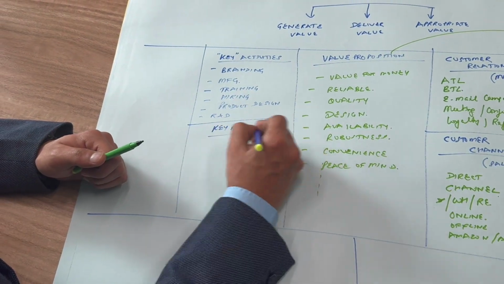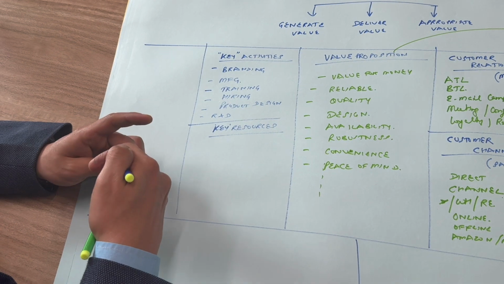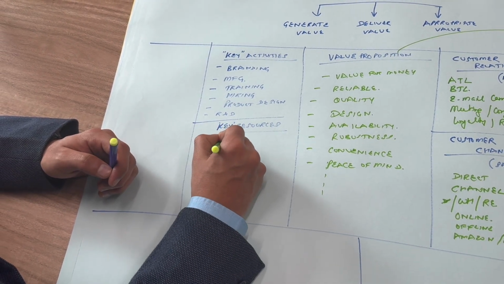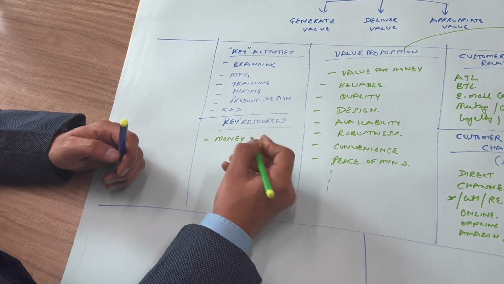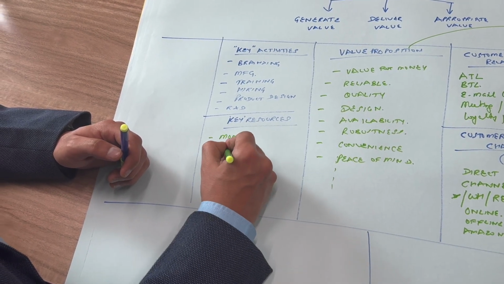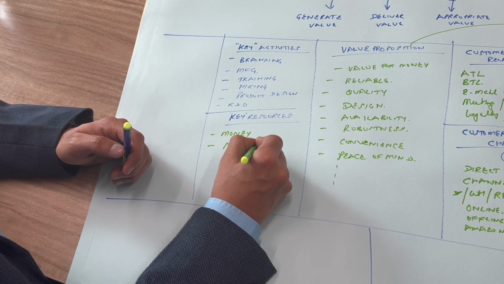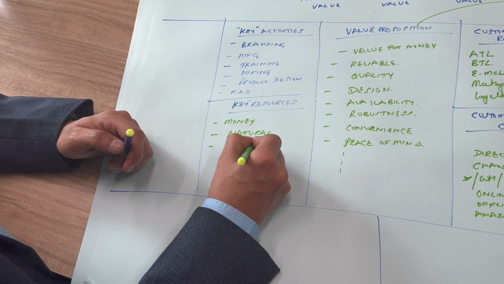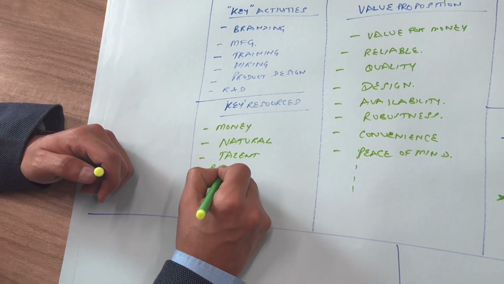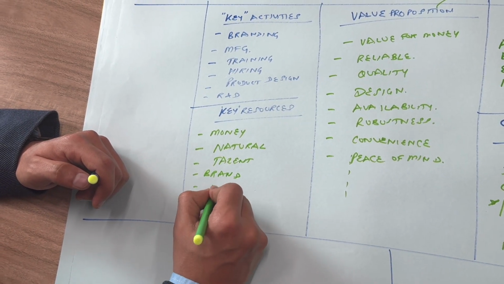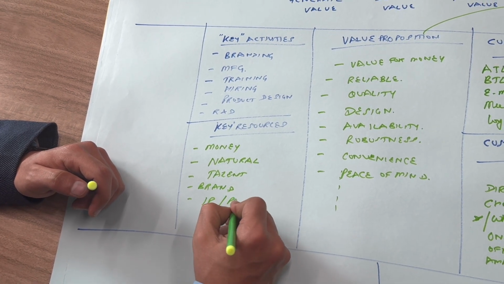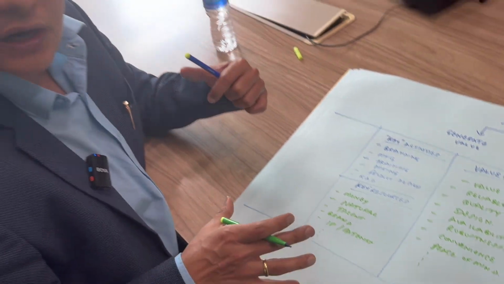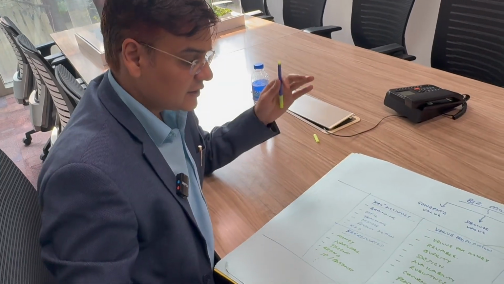Now once again, the word is key. What are the key resources that you are really focusing on? One of the key resources that a company could have is, say, money. Money could be your key resource. You can have natural resources like mines, localities. You can have talent. Brand is another very important asset. Intellectual property, or patents, etc.